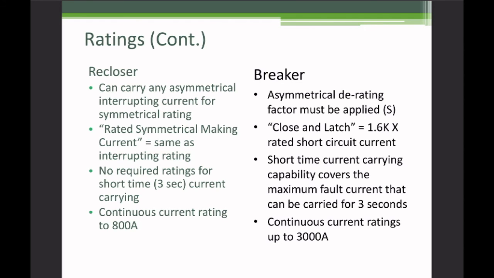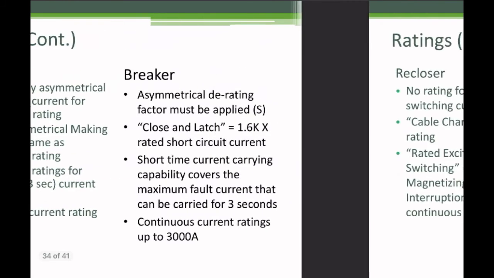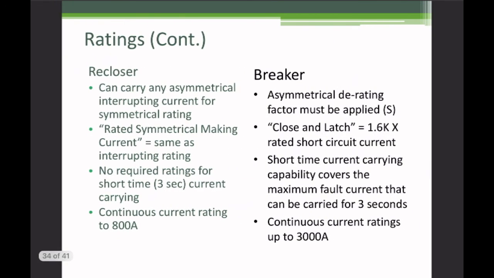Continuous ratings, worth calling out. Hard to find a recloser over 800 amps, whereas breakers can easily be found for up to 3000 amps or above. And the breakers have a rating on them to be able to carry that maximum fault current, so that 40 or 60,000 amps, they have to be able to withstand that for many seconds, not just for a fraction of a second while that hits and they immediately interrupt it, but they need to be able to withstand that for a minimum of 3 seconds.